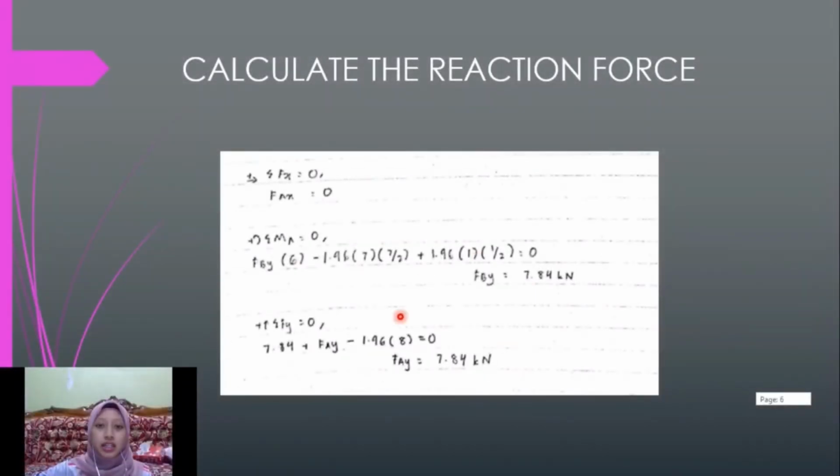Then, you need to calculate the reaction support on pin and roller support. As you can see, this is the result. Fax equals 0 as it has no reaction acted on the x-axis. Fb1 and Fa1 we get 7.84 kilonewton.